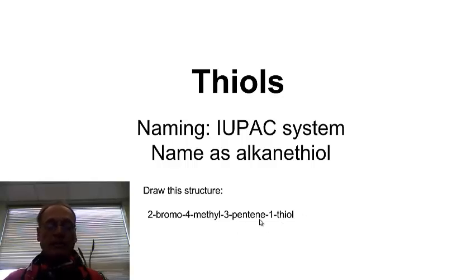Hopefully you have figured out that it's a 5-carbon chain with a double bond at carbon number 3, an SH group at carbon number 1, a methyl group at carbon number 4, and a bromine at carbon number 2. So here's the structure. 5 carbons, 1, 2, 3, 4, 5. Thiol group at carbon number 1, bromine group at carbon number 2, methyl group at carbon number 4, and a double bond starting at carbon number 3.